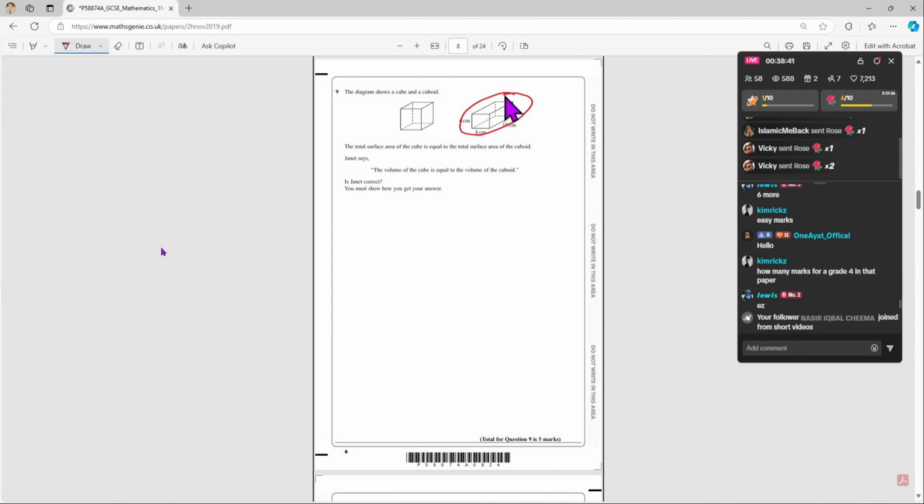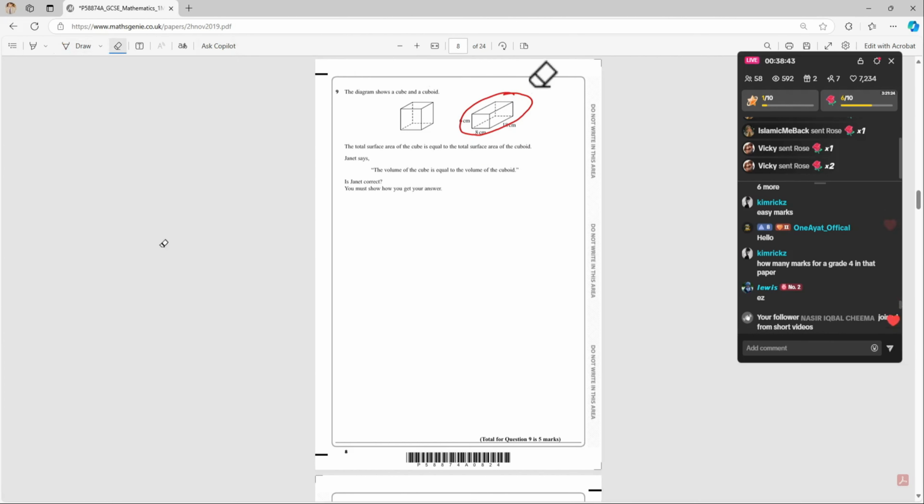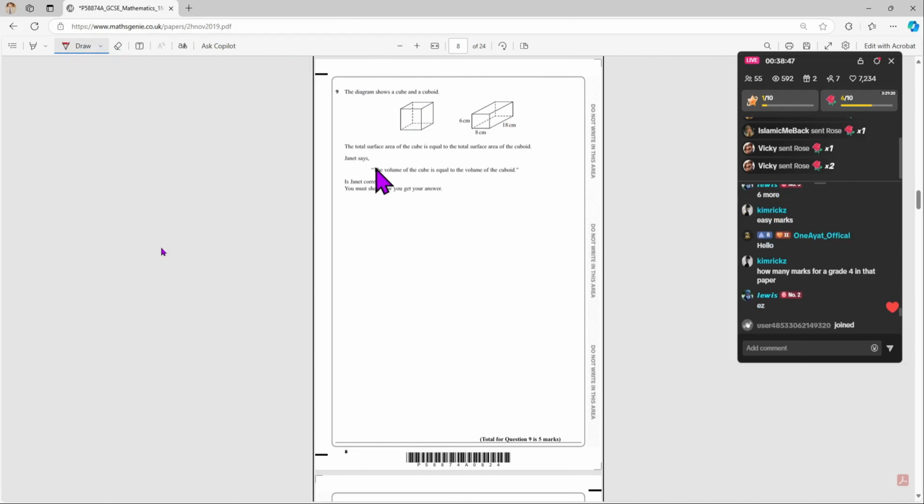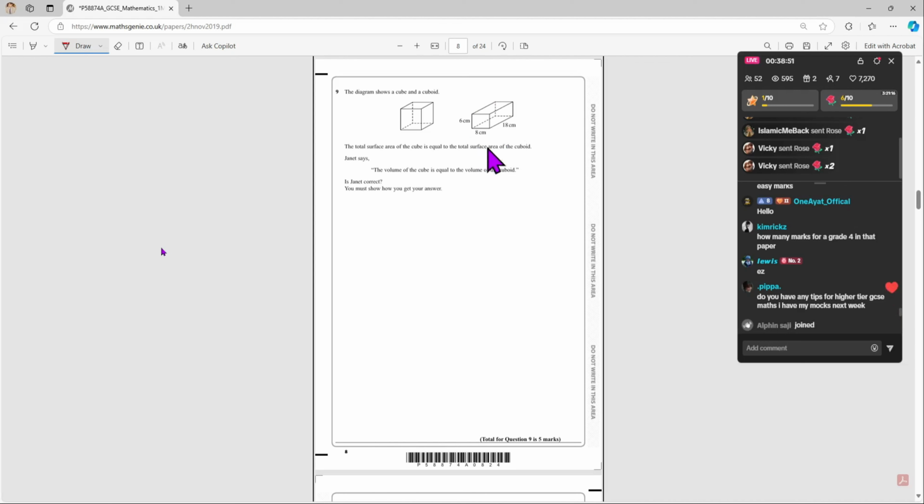So the first thing we have to do is work out the total surface area of our cuboid. After we have done that, we know that's going to be equal to the total surface area of the cube, and then we will work out the volume of the cube, and then the volume of the cuboid, and we have to see if they are the same. So let's do that.